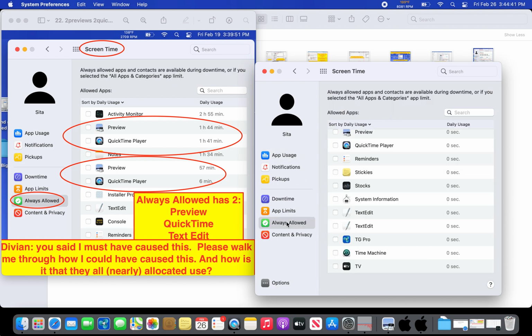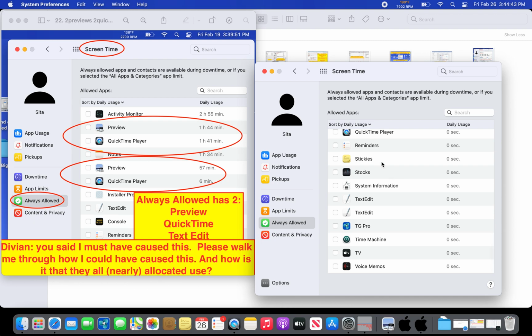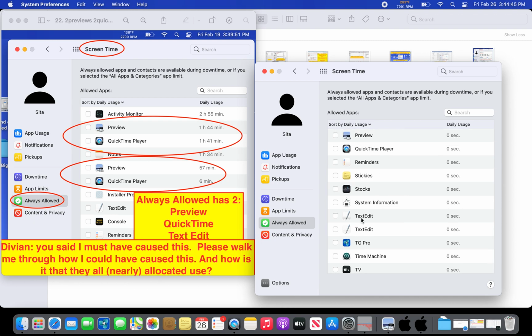Should I have 2 previews, 2 QuickTimes, and 2 TextEdit? It's either yes or no. Repeat that for me. In screen time, these are all Apple apps except for one, TG Pro, right? In screen time, should I have duplicates of preview, QuickTime, and TextEdit? Should I have that? I am not certain. I cannot answer that one.